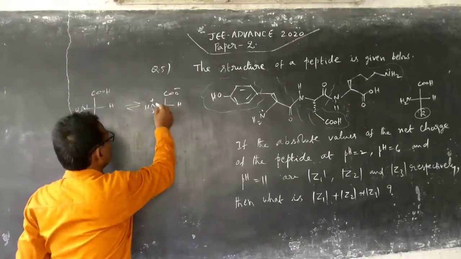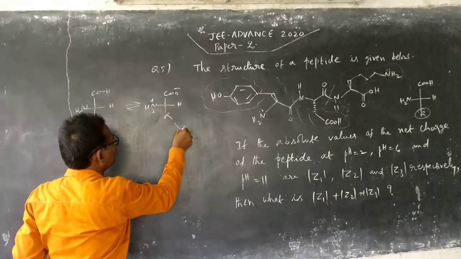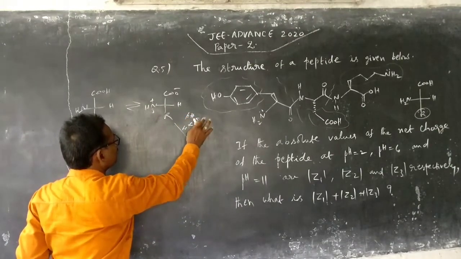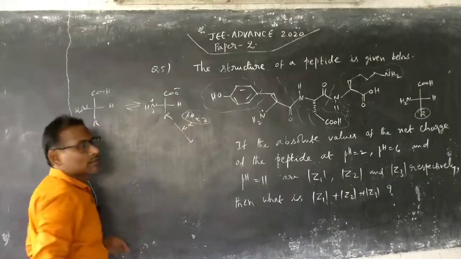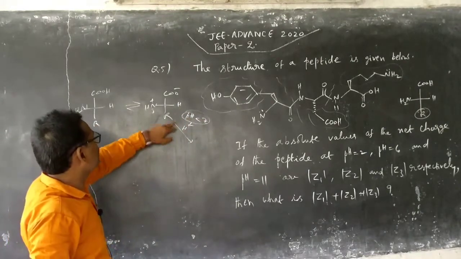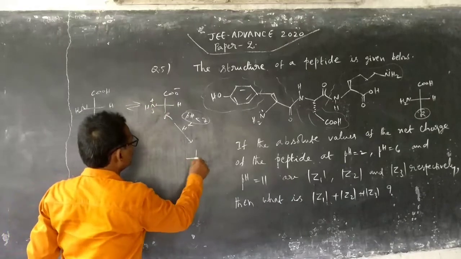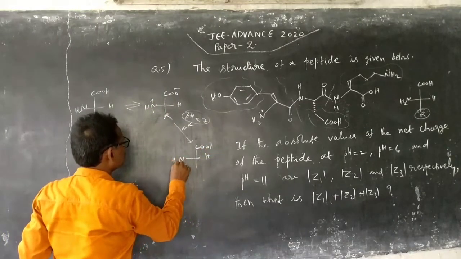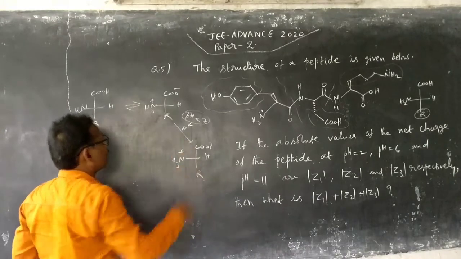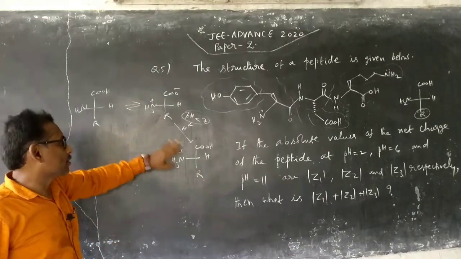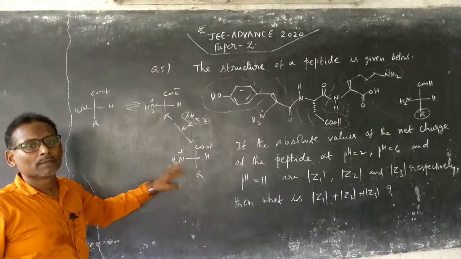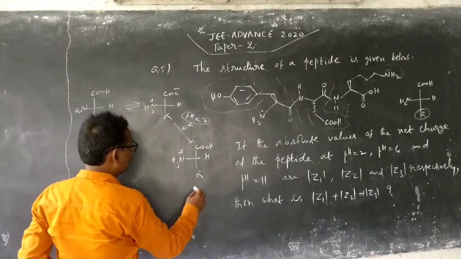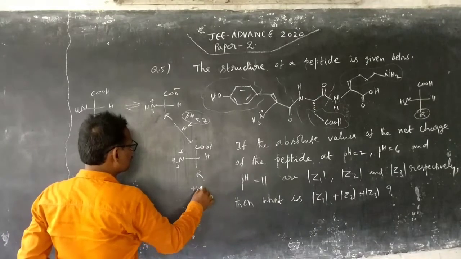If this is acidified, that means when you maintain a pH of less than 7, an acidic medium, then what happens? This will be protonated and converted to this kind of form. That means the neutral form is converted to a cation form. It becomes a net charge of positive.